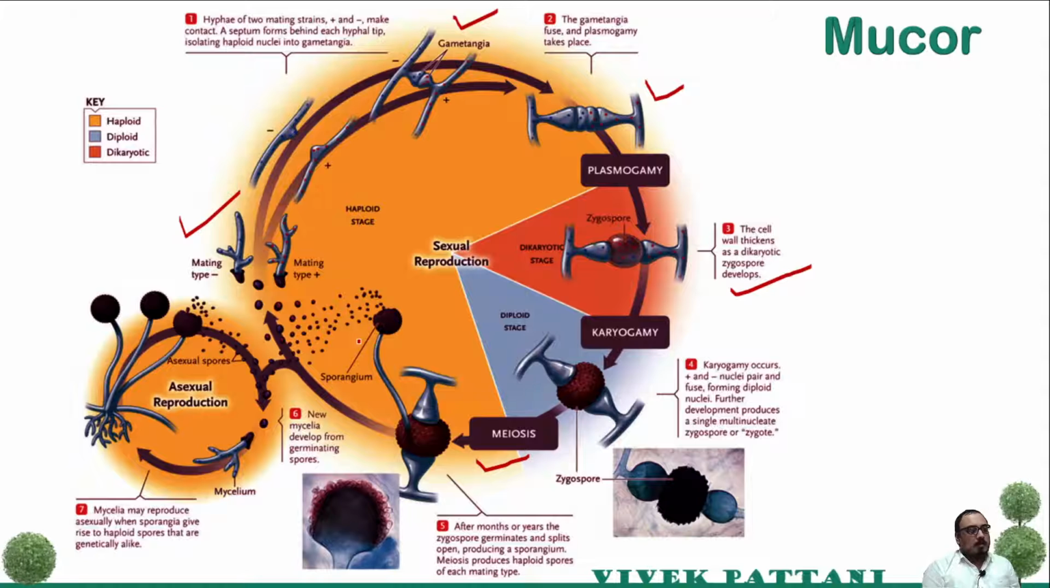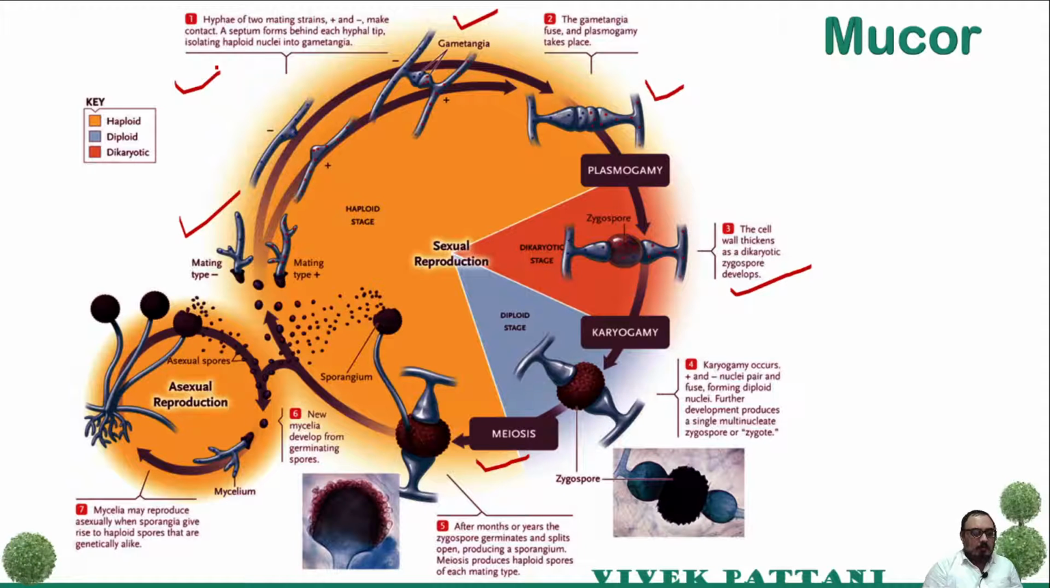I'm repeating again, starting with this one here. The hyphae of the two mating strains, donor and recipient, make contact, and a septum forms behind each hyphal tip, isolating haploid nuclei into gametangia. You can see next the gametangia. These gametangia fuse and plasmogamy takes place. In the third point, the cell wall thickens as a dikaryotic zygospore develops. In the fourth point, karyogamy occurs where both nuclei pair and fuse, forming diploid nuclei, which produces a single multinucleate zygospore or zygote.